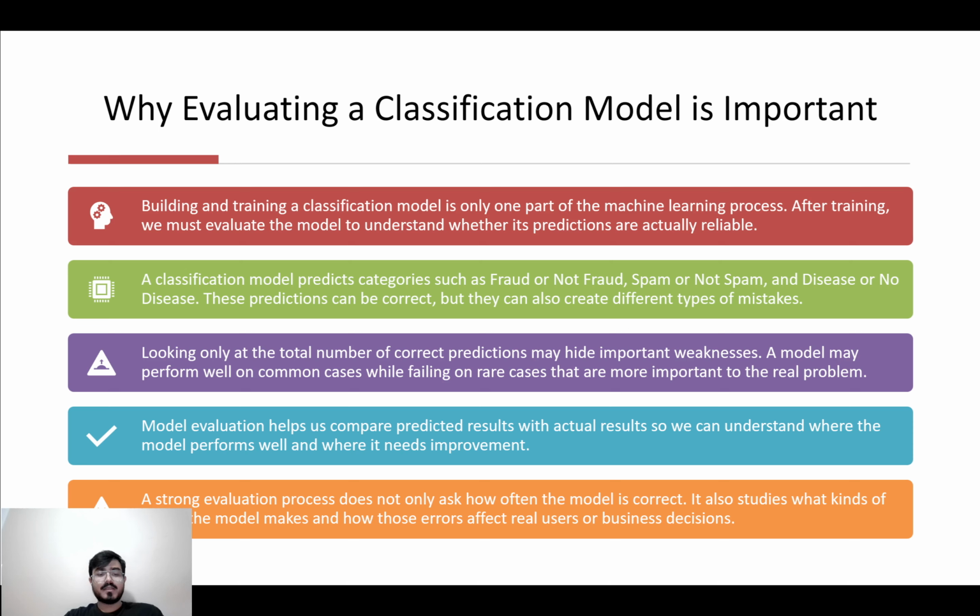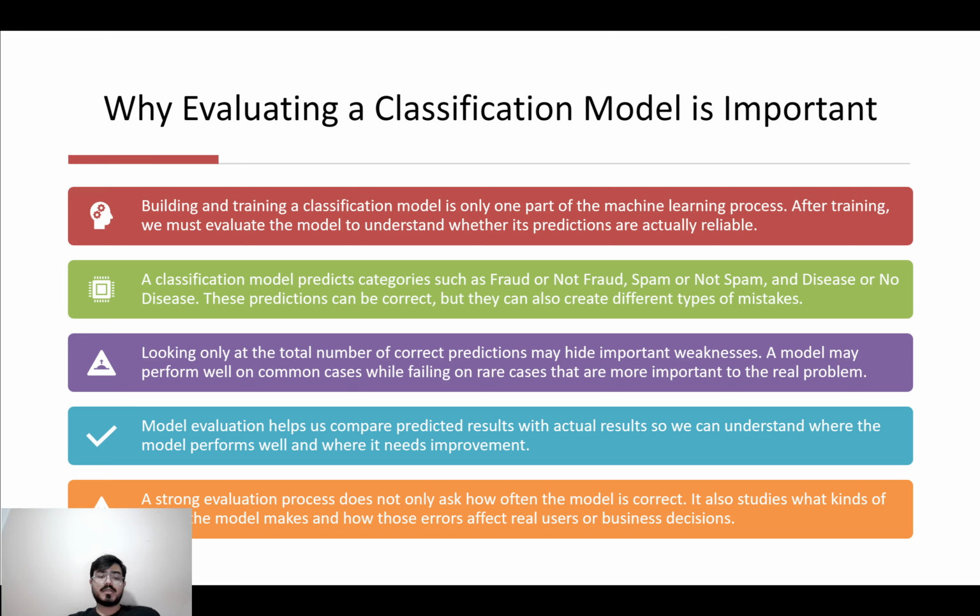So before learning about confusion matrix, let's first understand why evaluating a machine learning model is so important. Training a machine learning model is only the first step. After the model learns from the training data, we need to evaluate its predictions to see how well it performs on new data. This evaluation helps us decide whether the model is reliable enough to be used in real applications.